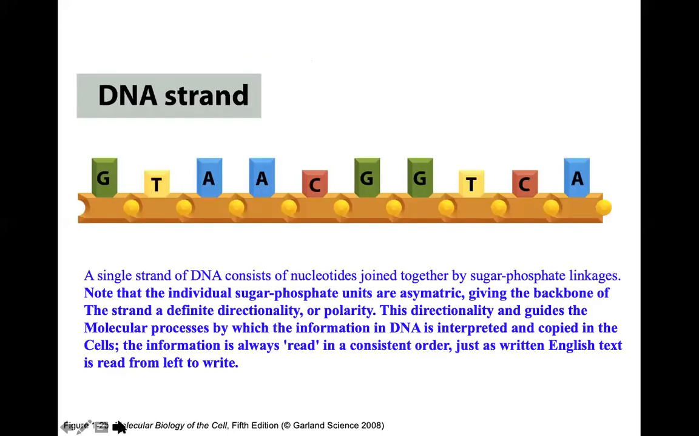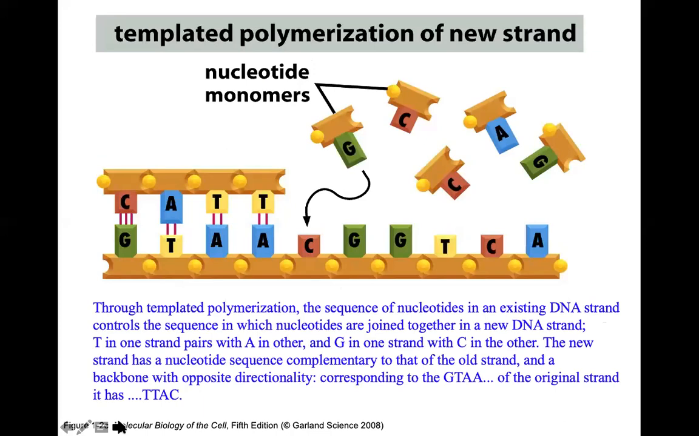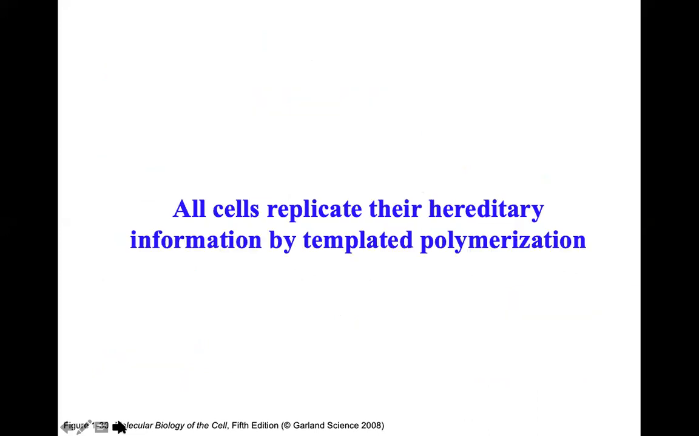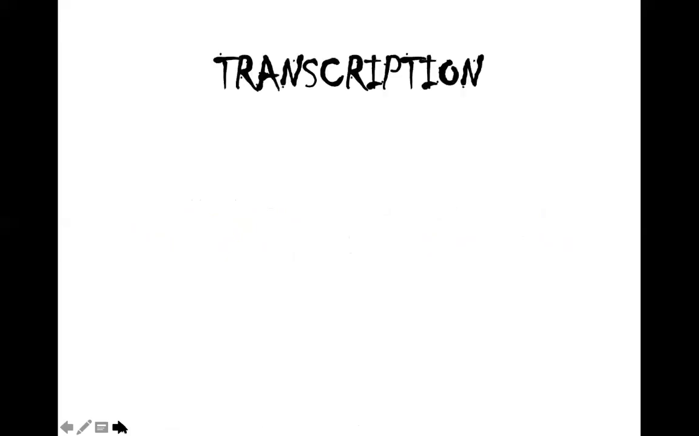A single DNA strand is like this, and this is the template for polymerization for making the new DNA, and the double strand gradually progresses this way. So this is the summary of the structure of DNA, and all cells replicate their hereditary information by templated polymerization. DNA polymerization, the synthesis and copying mechanism of DNA, which was already described by Watson and Crick in their paper, is fundamental. Otherwise, one cell could not get the same DNA as the other cell.